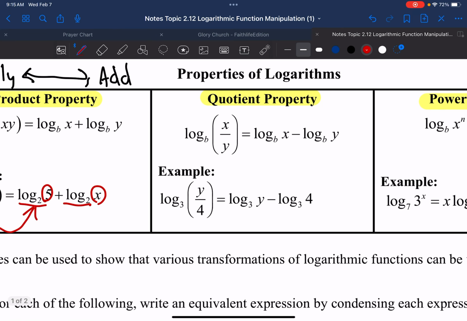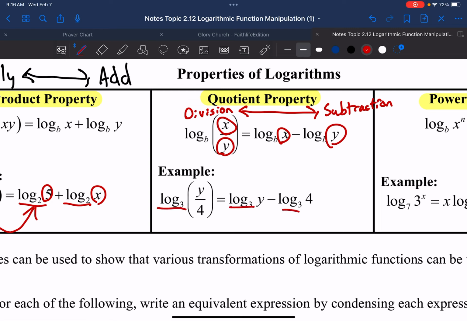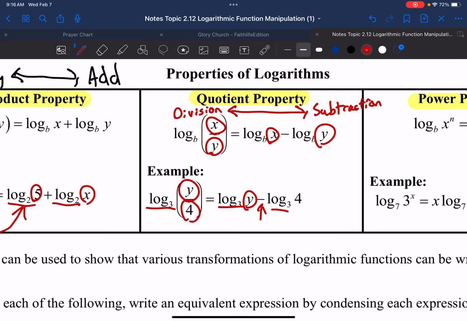Same thing with the quotient property. What the quotient property is, you're going between division and subtraction. And one thing I will notice is right here, whatever is in the numerator goes first and whatever is in the denominator goes second. So on this example, log base 3 of y over 4, I can break that apart by using the same log base, so log base 3 for both. Log base 3 of the numerator, y, minus log base 3 of the denominator, 4.